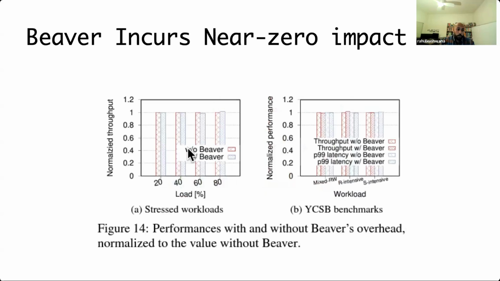This is a graph which shows the load on a particular machine when Beaver is running. There is very minimal impact on the application workload.